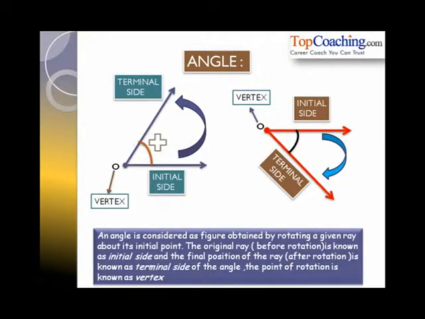Now, whenever the ray is rotated in the anti-clockwise direction, this angle formed is always taken as positive. And when the ray is rotated in the clockwise direction, then this angle is always taken as negative. So as a convention, we always take an angle in a clockwise direction as negative and an angle in an anti-clockwise direction as positive. So this is all about an angle. An angle has an initial side and a terminal side and also the initial point, which is known as the vertex.